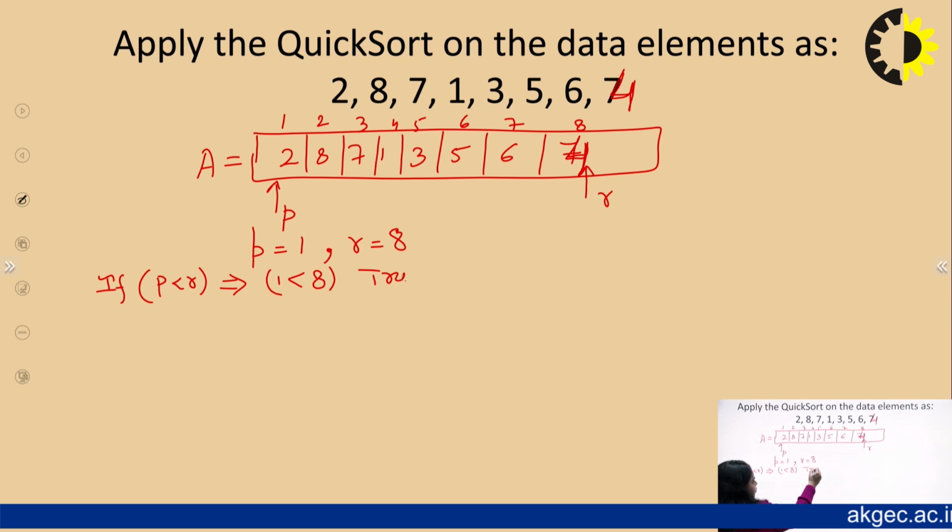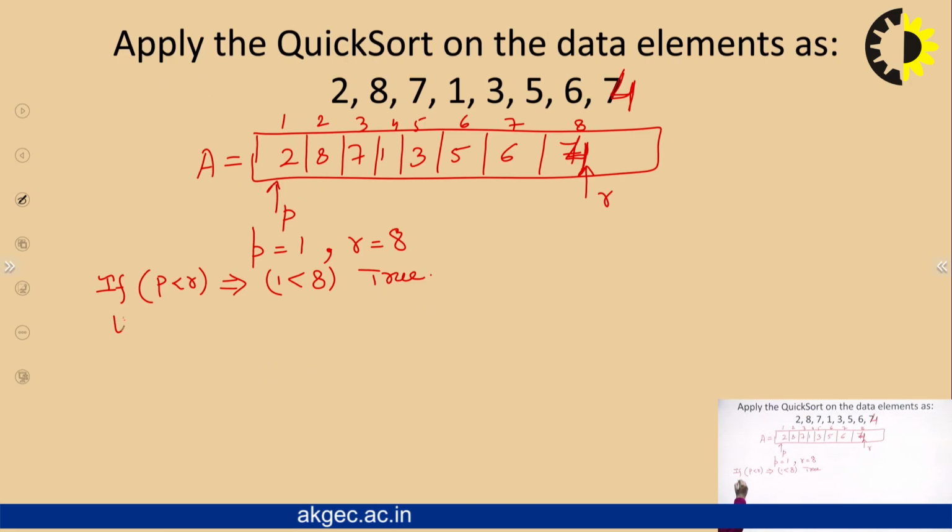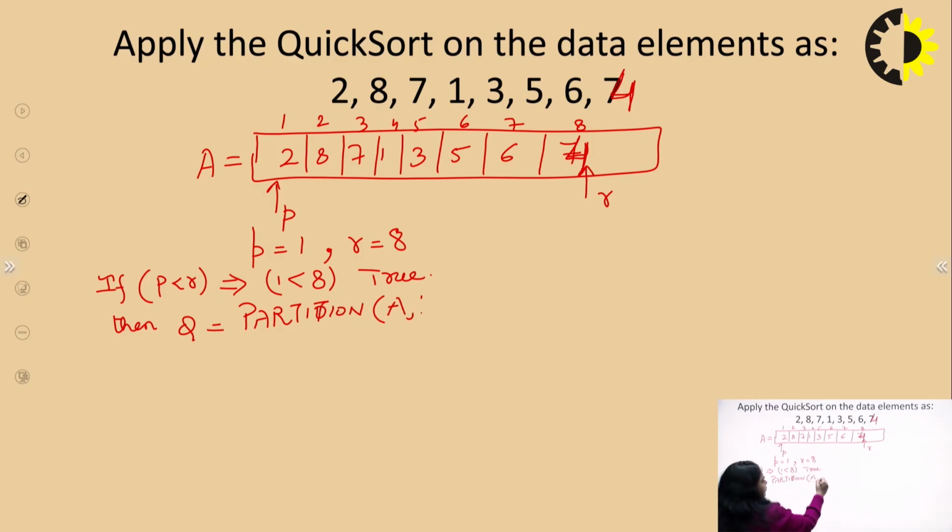The condition is true. If the condition is true, then we have to call Q is equal to partition A, P, R. So into Q we call the concept of partition on A, P, R. Then we have to call the quicksort function again. Whatever element Q comes out as will hold its pivot position. So we can say Q is the pivot element.